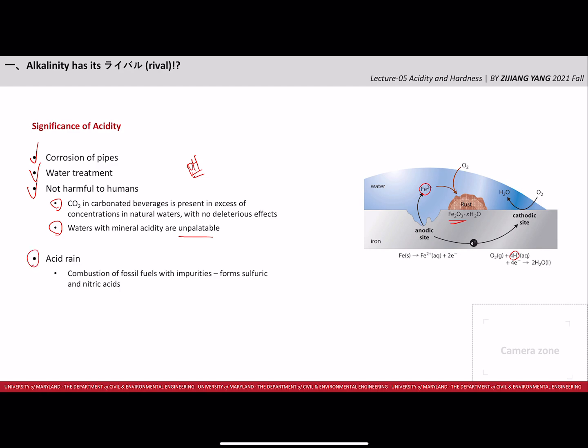Acidity is also related with acid rain, because the combustion of impure fossil fuels will form sulfuric and nitric acid. Basically we have sulfur and nitrogen in the fossil fuel, and when we burn this, we generate SO2 and NOx. And in the atmosphere, we have oxygen and water, and then they will transform into sulfuric acid and nitric acid. And they will stay in the raindrop, and when it goes down to the lakes or other water bodies, it will contribute acidity to the environment.